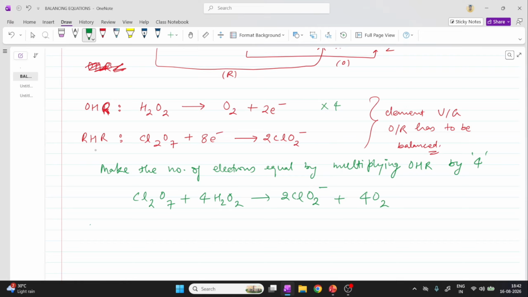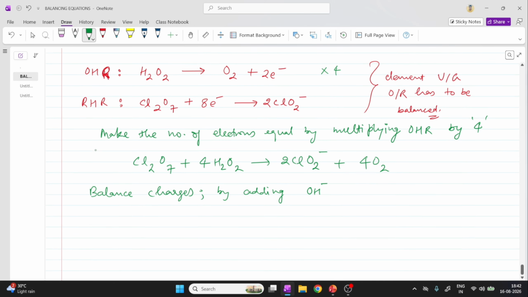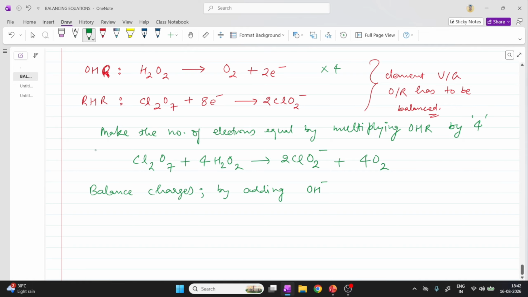Now the next step is to balance charges, and since the medium is basic, by adding OH minus. Let us find to which side we have to add OH minus. The left side is perfectly neutral, no charge, but the right side has 2 minus multiplied by 2, so 2 minus. The right side is -2, that means we can add 2 OH minus on the LHS, left hand side. So just add it.